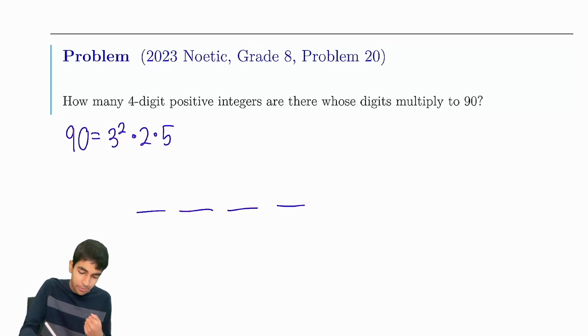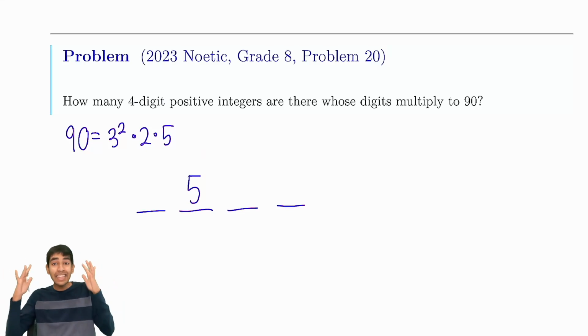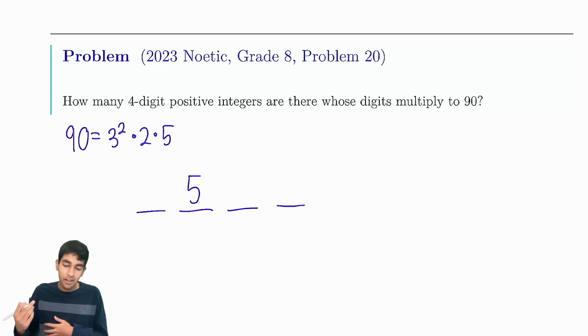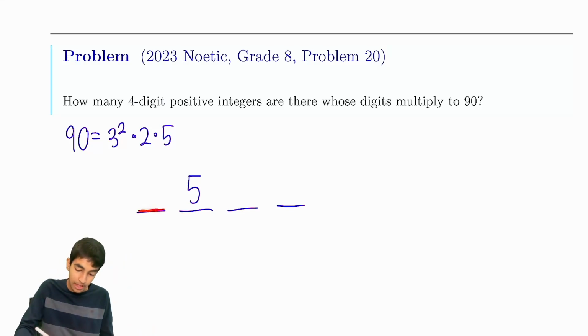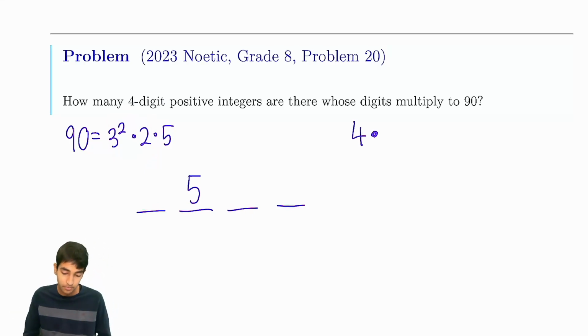Because let's say we put 5 here. Now, let's say this digit has a factor of 5. It can't have a factor of anything else. Because let's say we put a 2 here, now this digit is 10. If you put a 3 here, it's now 15. That's not a digit though. A digit has to be less than 10. So we know 5 has to be a digit on its own. And now we just have 3 squared times 2 left to distribute. Let's just say we have 4 choices for where the 5 goes.